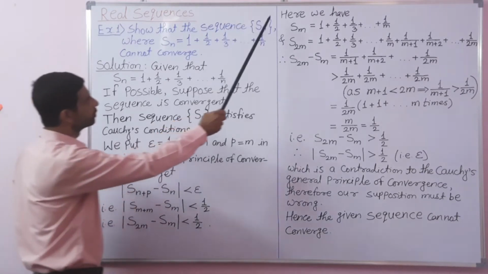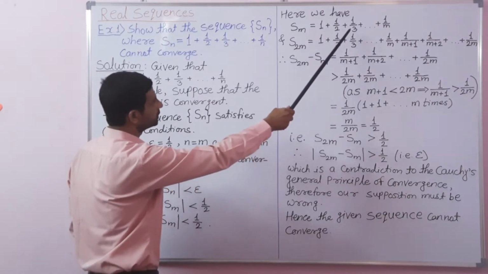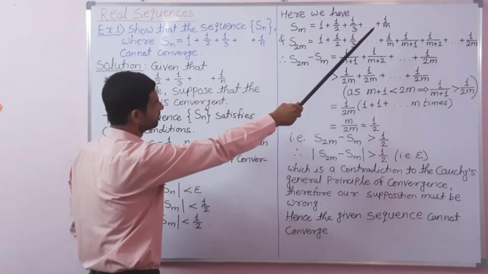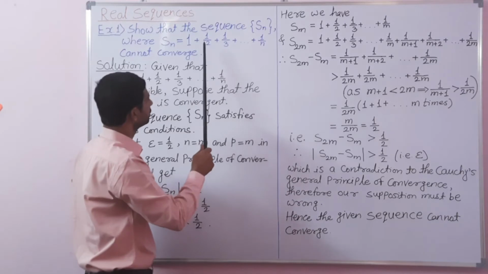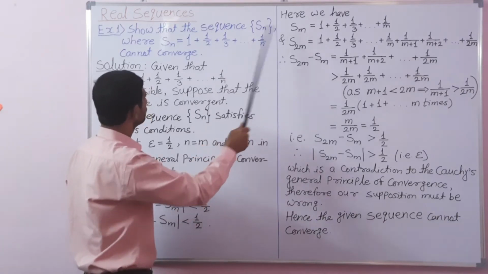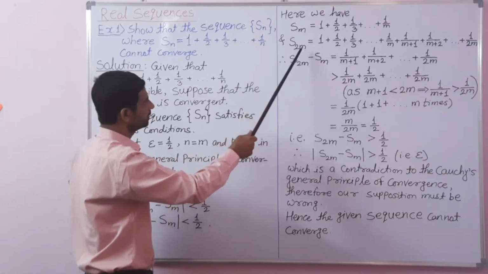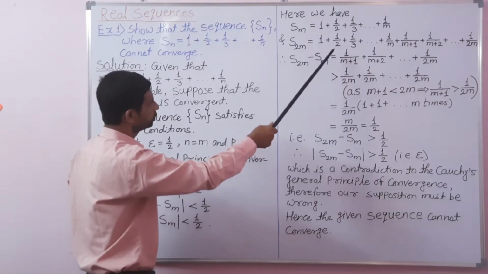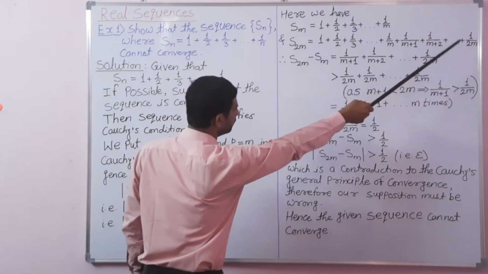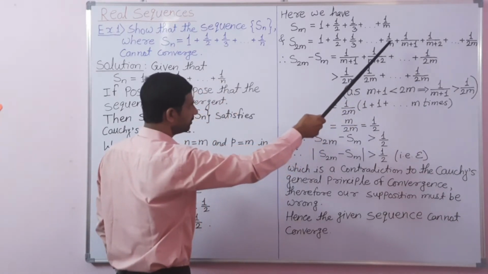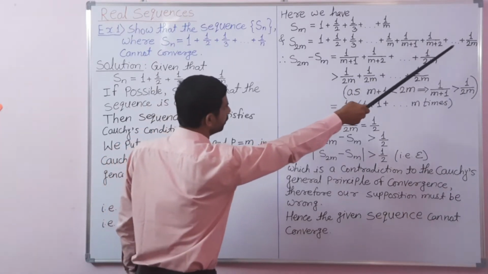Next, here we have Sm equal to 1 plus 1 by 2 plus 1 by 3 and so on up to plus 1 by m. This is by the definition of the nth term of the sequence. In that definition we have substituted m for n and obtained Sm. Similarly, we can obtain S2m. S2m is equal to 1 plus 1 by 2 plus 1 by 3 and so on up to 1 by 2m. But before 1 by 2m, we will get the terms in between as 1 by m plus 1, 1 by m plus 2 and so on.